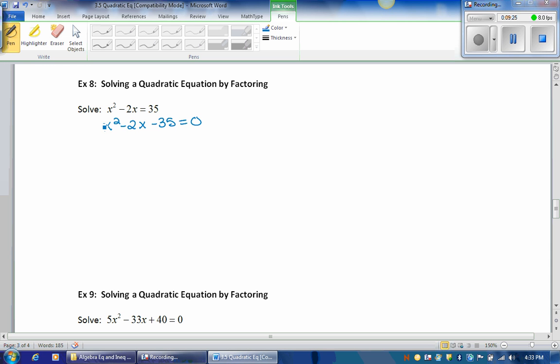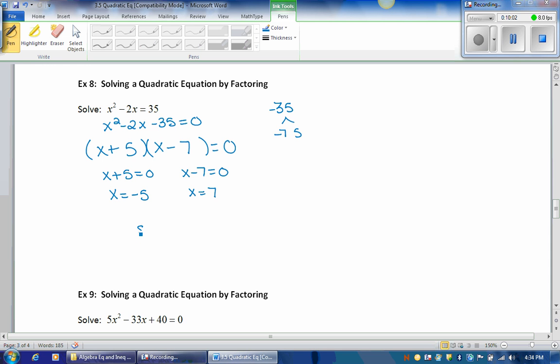So again, these are like our basic ones. Our leading coefficient is 1. So we're going to go ahead and split it up into 2 sets of parentheses. X and X. Signs, if you look here, signs are going to be different, so plus and minus. Need factors of negative 35 that are going to add to be negative 2. So 7 and 5. I make this negative and this positive. That'll work. Once I have it factored, I set each factor equal to 0, and I solve for x. And I have my solutions.